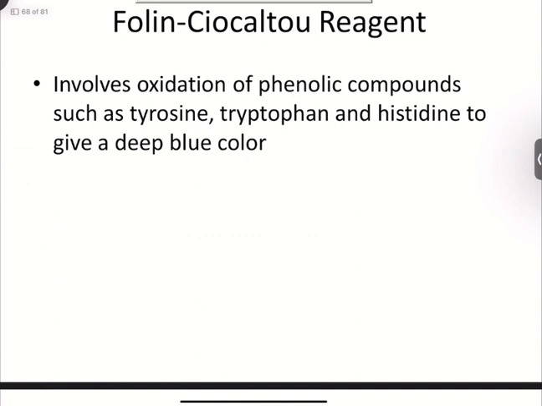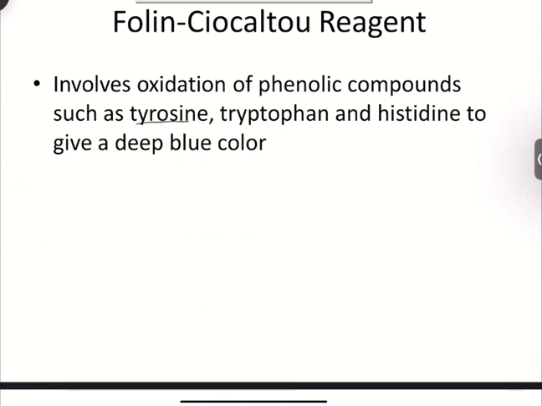Next, the Folin-Ciocalteu reagent involves oxidation of phenolic compounds such as your tyrosine, tryptophan, and histidine to give a deep blue color. What are the things tested by this?